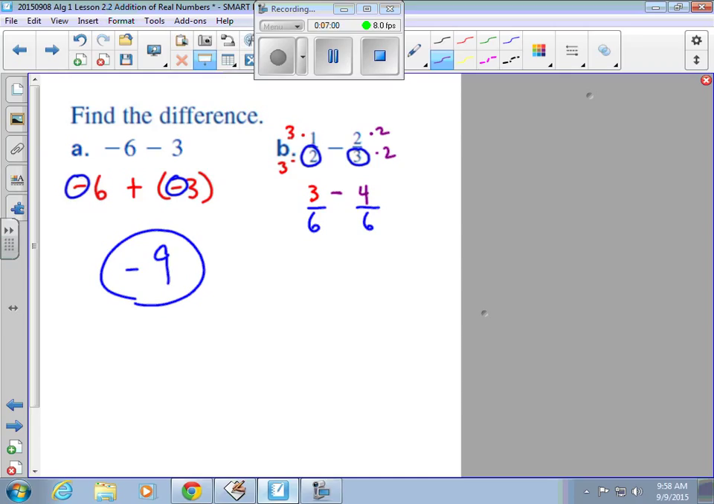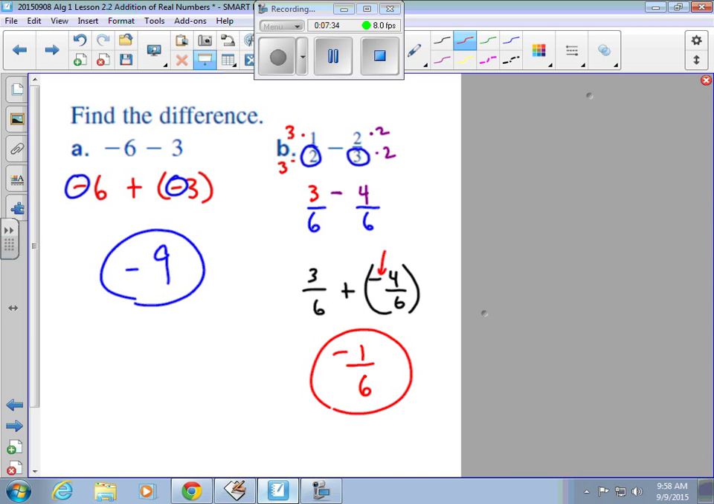Now, using the subtraction rule tells us that we're going to take 3 over 6, and we're going to add the opposite, negative 4 over 6. Now what we have is an addition problem with opposite signs. So take the larger absolute value 4 and subtract the smaller absolute value 3. So 4 minus 3 is 1. Your bottom number 6, the common denominator, stays the same. And you keep the larger absolute value's sign. You keep negative, and it's negative 1/6.